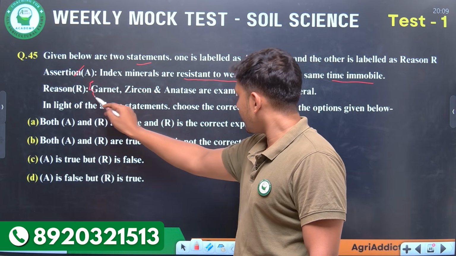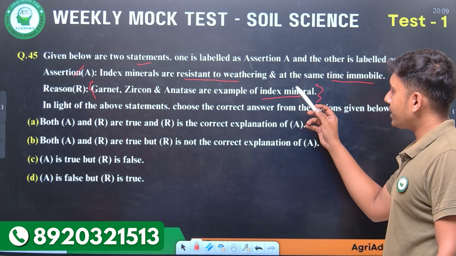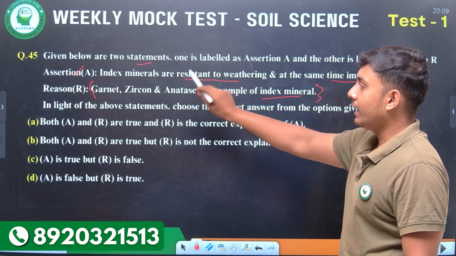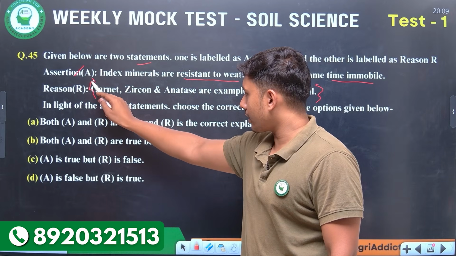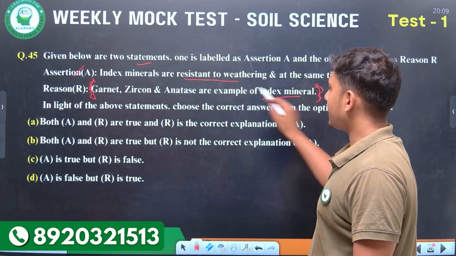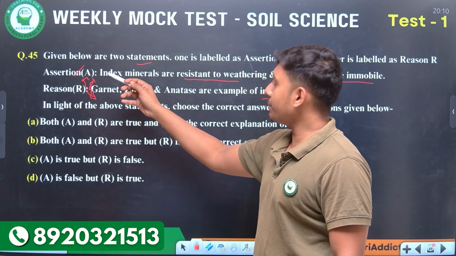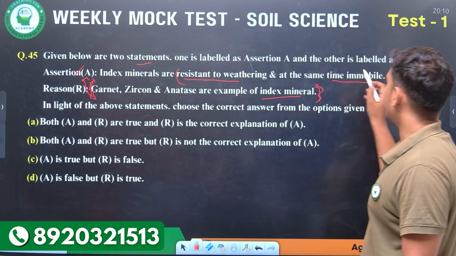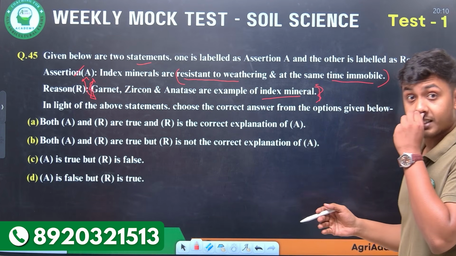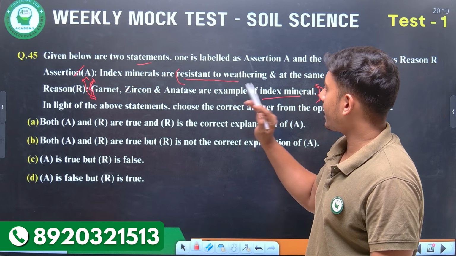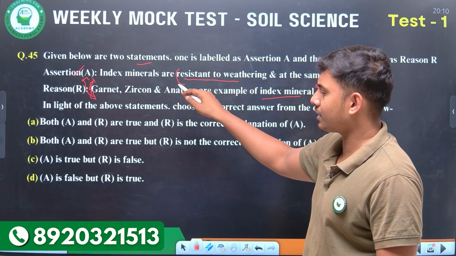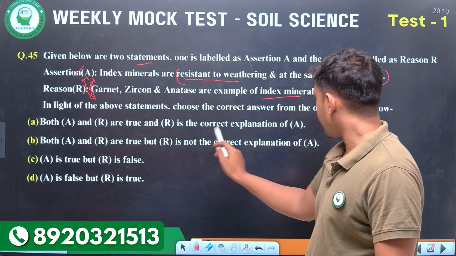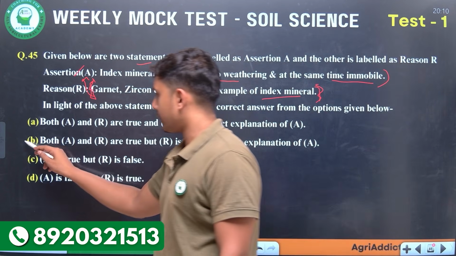This statement is also true, but actually this reason does not explain the previous one. If it was written in that form in the assertion position, and the reason behind it is said as the index minerals are resistant to weathering and at the same time immobile, so they are used as index minerals, then it would be the correct explanation. But this is not actually the correct explanation, though both the statements are true. So A and R are true, but R is not the correct explanation of A. Okay, this is the right answer.